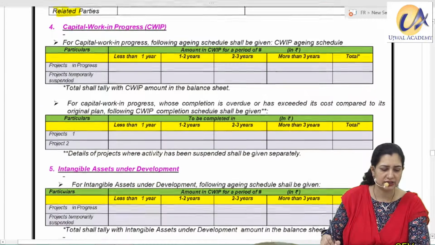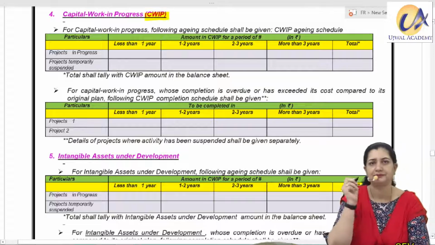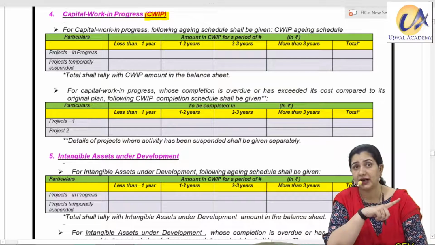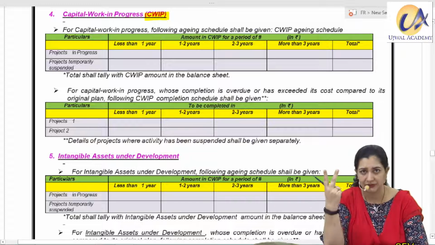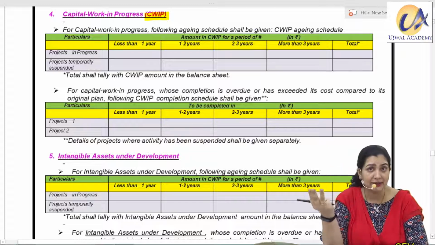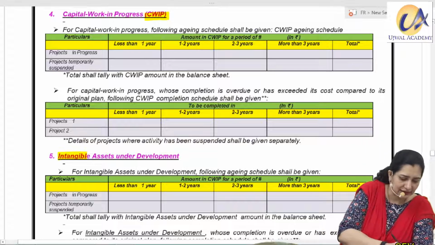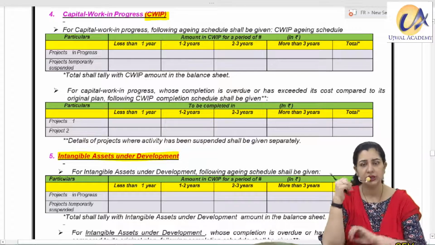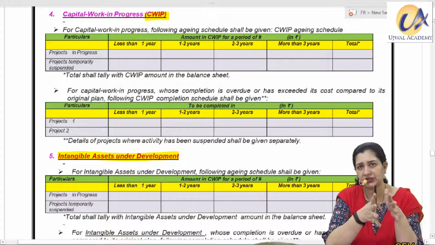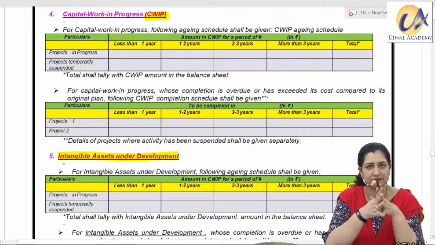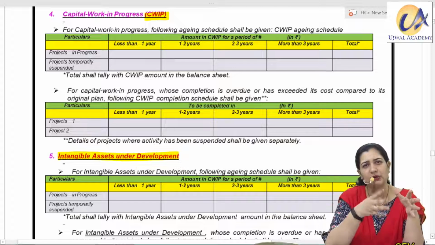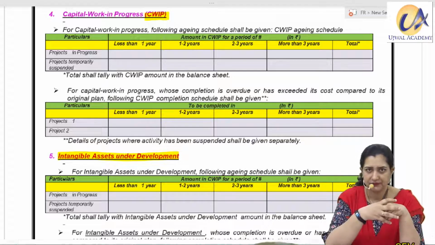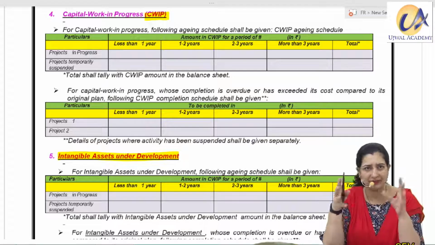Again, we have got an aging schedule for capital WIP. See, in our non-current assets, we had got PPE and intangibles. Under that, we had got PPE, intangibles. Then we had got capital WIP and we had got intangible assets under development. So we need to give an aging schedule for both of these. Now, work in progress. This capital work in progress may be going on for some years. Similarly, intangible assets also, same thing.